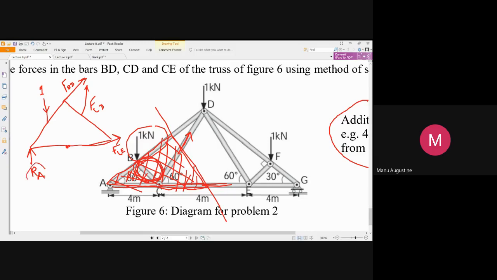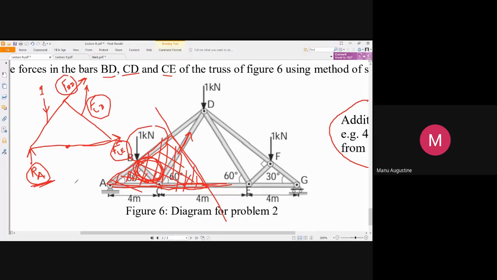This reaction has to be found. Why? By FBD, you have to find FCD, and you have to find FCE. In this problem, all three forces are needed. You have to find all three. Now in this case there is an RA, which you could have found earlier.